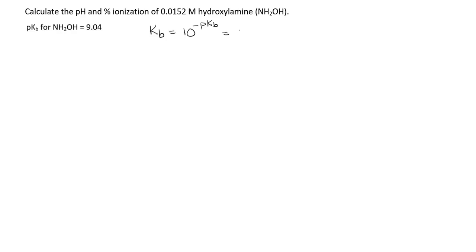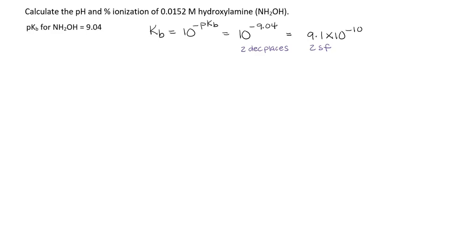So our Kb will be 10 to the negative 9.04. For sig figs, when we take the antilog, we go from number of decimal places, which is 2 decimal places, to 2 sig figs. So doing the math, negative 9.04, taking the antilog, we get 9.1 times 10 to the negative 10 for our Kb.